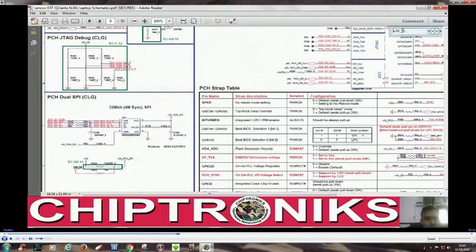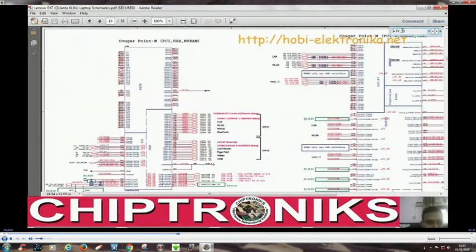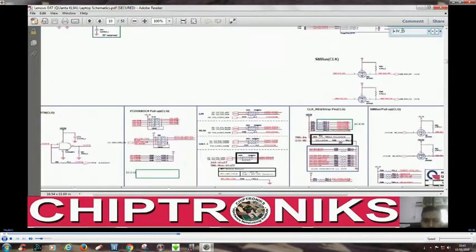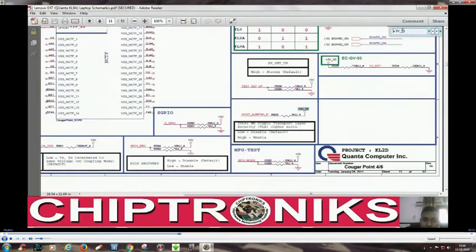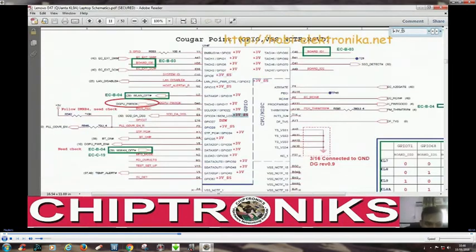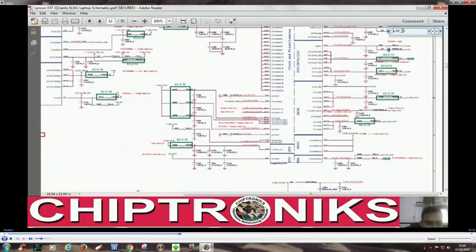This is a very important concept. If you don't know how this deep S5 is working, then in many problems you will just replace the IO controller, and perhaps the problem is from the PCH, right? Perhaps the problem is from the PCH.